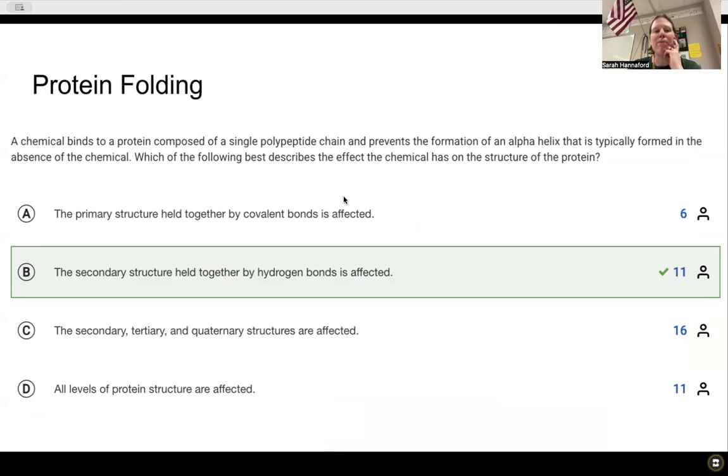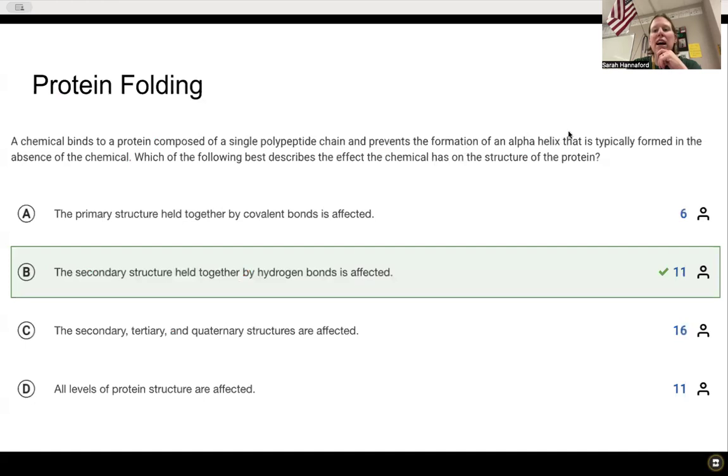The other thing that I feel like I had mentioned before was protein folding, which is a big part of Unit 1 that I think is the most strugglesome topic that I wasn't there for, so I wanted to cover that. A chemical binds to a protein composed of a single polypeptide chain and prevents the formation of an alpha helix that is typically formed in the absence of a chemical. Which of the following best describes the effect the chemical has on the structure of the protein?